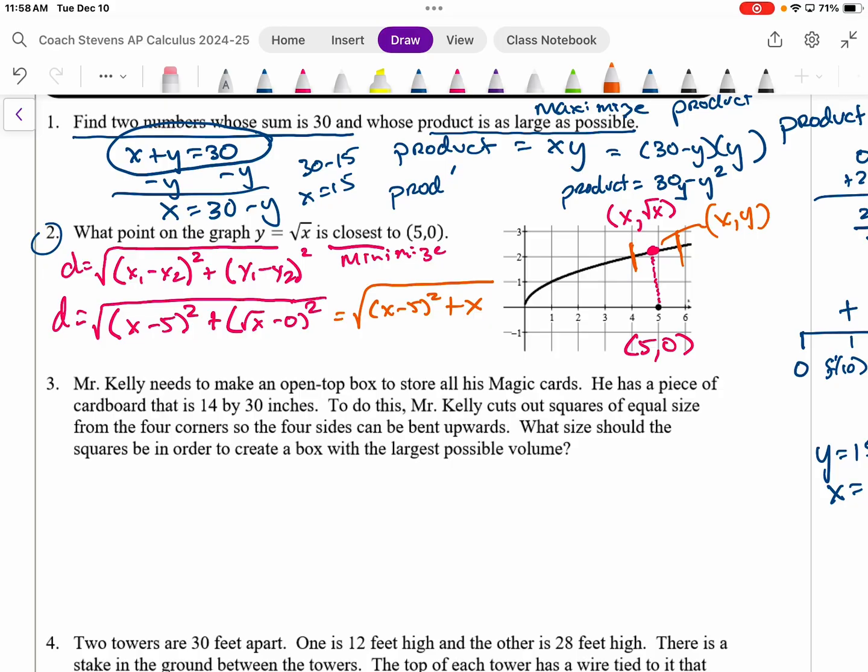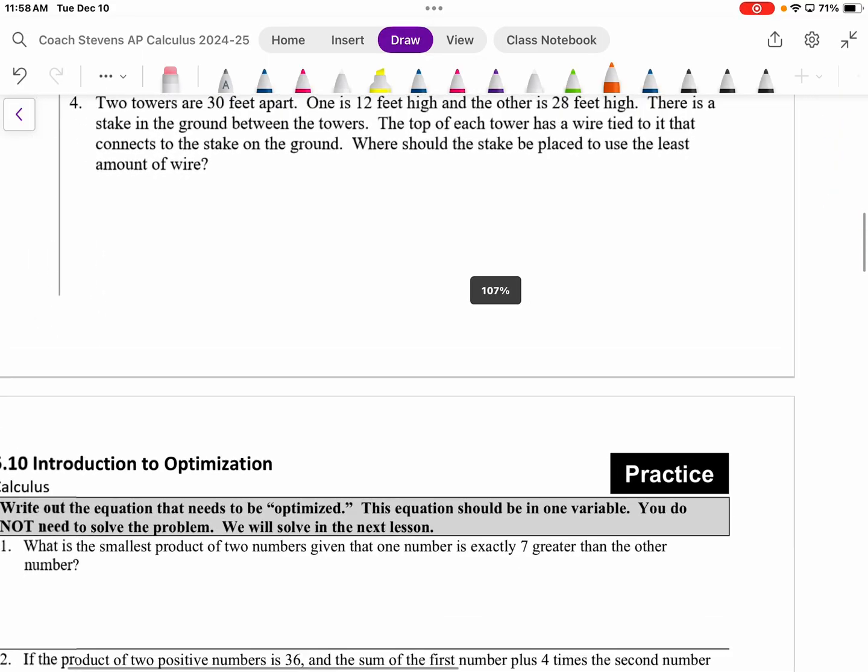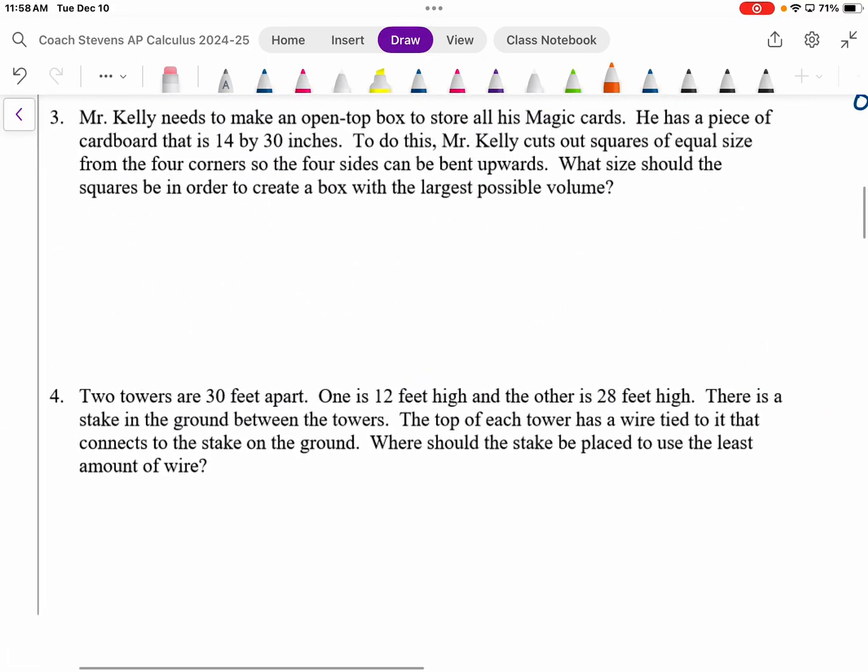Let's go through number 3. We'll finish up some of the writing, then we'll skip over to 5.11 and actually solve out the rest of the ones they want us to solve out.